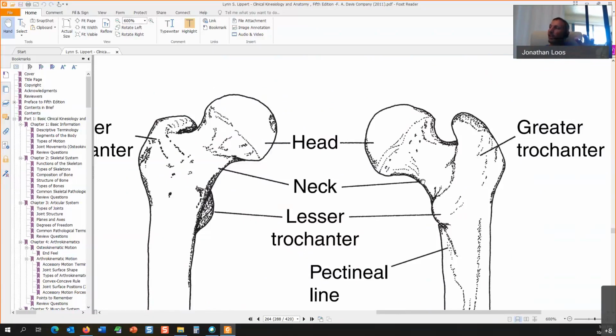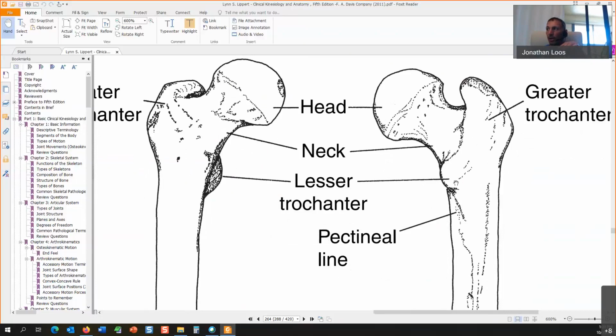Almost all the muscle attachments are on these 2 items right here. This is the greater trochanter, and you have the lesser trochanter. So the trochanters here are the primary attachment sites or anchors for those muscles. On the greater trochanter, you have your glute minimus, glute medius, and only part, if any, of the glute max. The glute max mostly attaches into the IT band, but we'll talk about that in a moment.